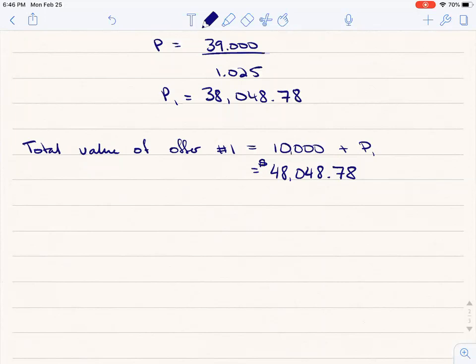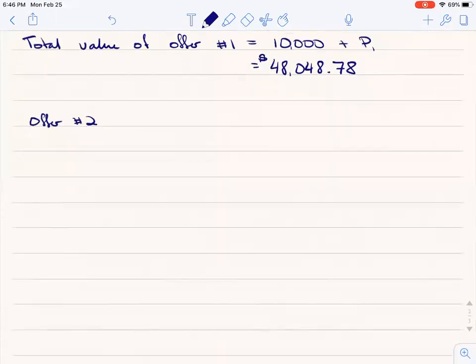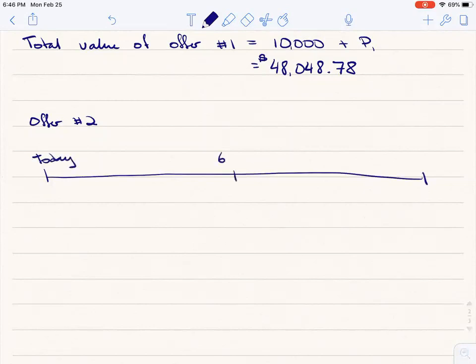Now we're going to do the same thing with offer number 2, to find the total value of offer number 2. Any questions before we keep going about those? I know it was a while ago, so that's why we're doing these review examples. So for offer number 2, I'll use the same timeline. We've got today, and then I'll put the 6-month mark here, even though that was for offer number 1, and then the 1 year mark.